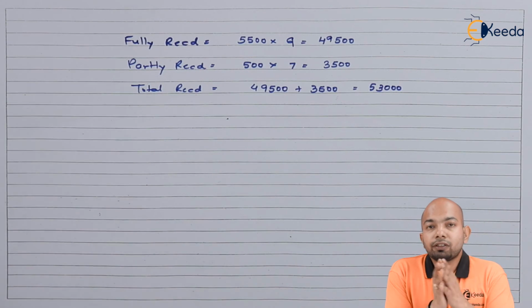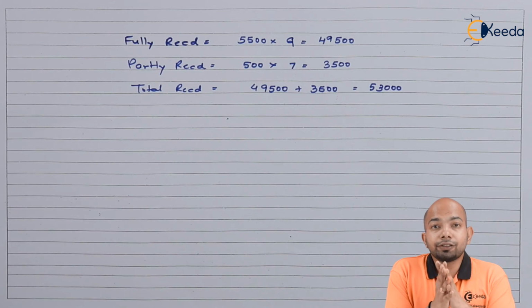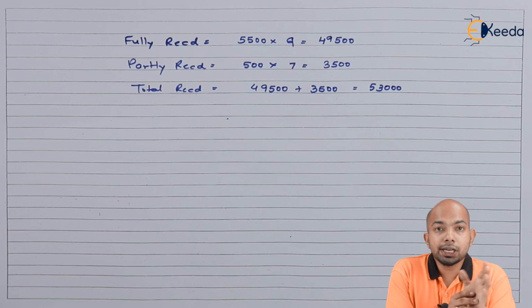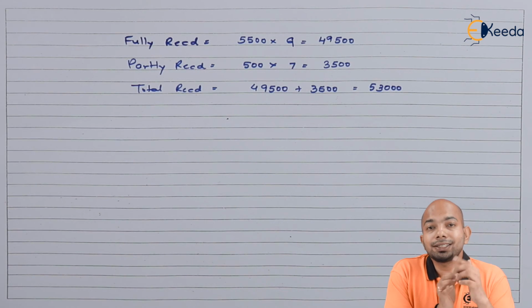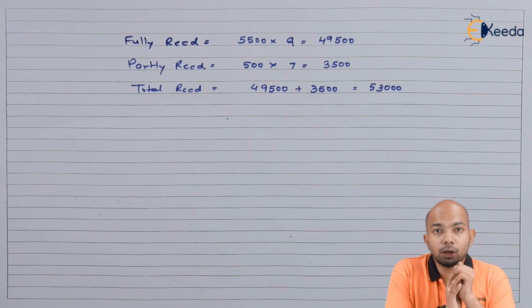So if you can see, we have already described it as fully received. That means 5,500 shares were paid in full, 9 rupees completely provided. That gives you 49,500. Out of all those 6,000 shares, 500 shares were paid only rupees 7. That means 3,500 was paid. The rest, 2 rupees on 500 shares, is unpaid. Let's mention it down.